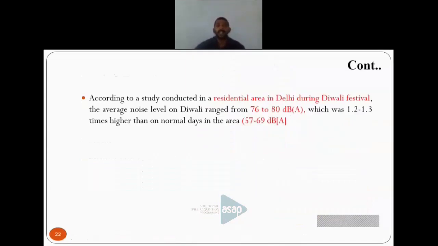According to a study conducted in a residential area in Delhi during the Diwali festival, the average noise level found was 76 to 80 decibels. But usually, before the festival, that value was 57 to 67. It is almost 1.2 to 1.3 times higher than the noise on normal days. So these come under social events.